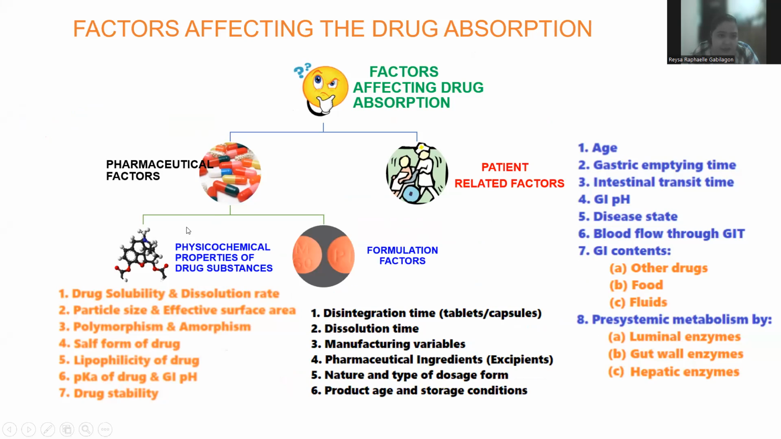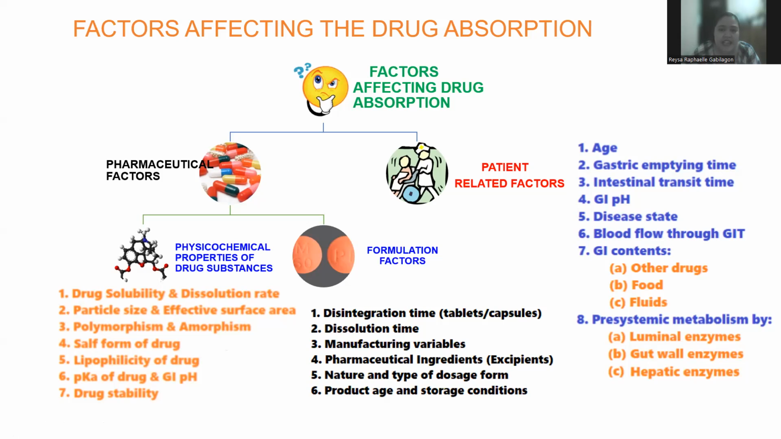Now, under the pharmaceutical factors, we have the physicochemical properties of the drug substances. So what are those? We have drug solubility and dissolution rate. Definitely, before the drug is absorbed into the bloodstream, it needs to be in aqueous solution, so it needs to be dissolved first. Now, if we have a problem with our drug solubility, then that means we will also have a problem with our absorption rate. And then number two, particle size and effective surface area.